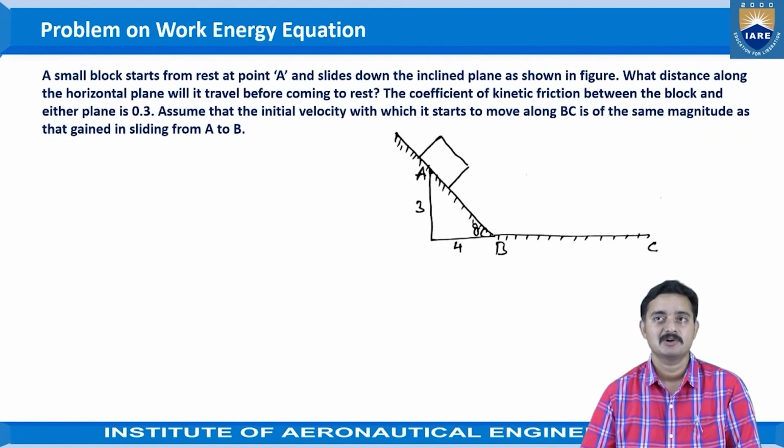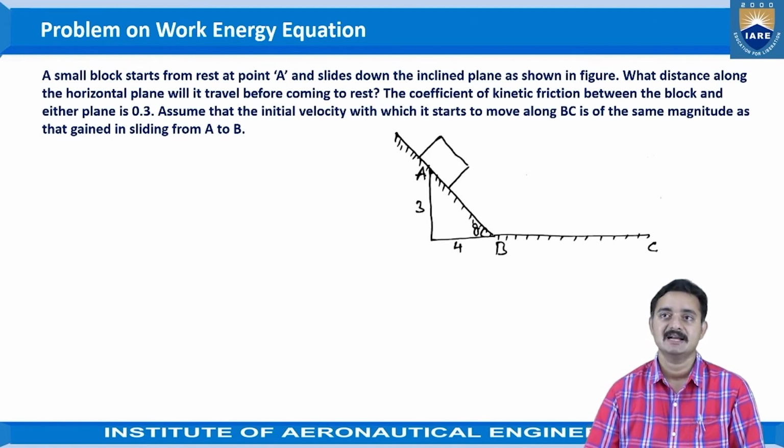Now let us do another problem on this work energy equation. A small block starts from rest at point A and slides down the inclined plane as shown in figure. What distance along the horizontal plane will it travel before coming to rest? That is the first question. Then the coefficient of kinetic friction between the block and either plane is 0.3. Assume that the initial velocity with which it starts to move along BC is of the same magnitude as that gained in sliding from A to B.